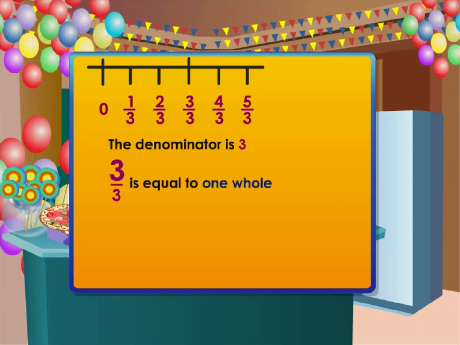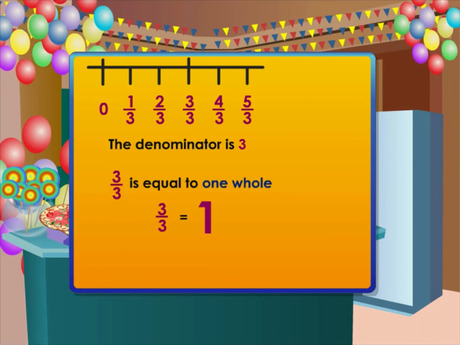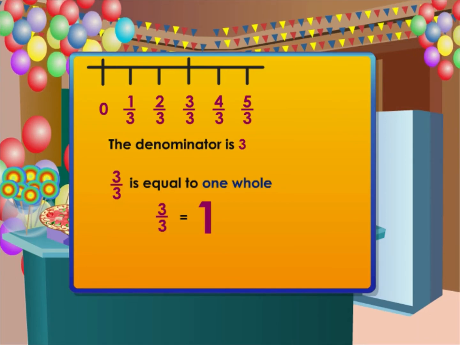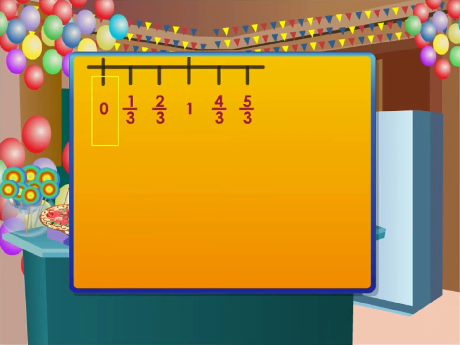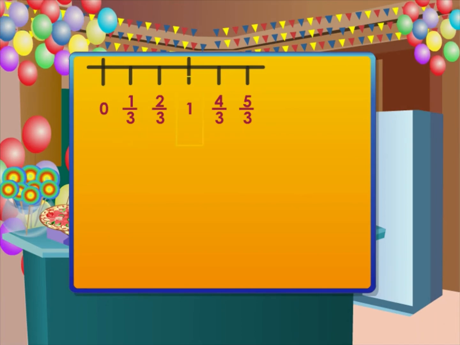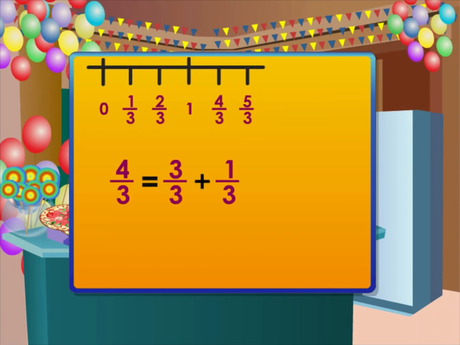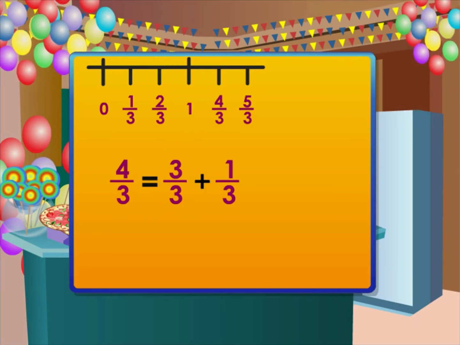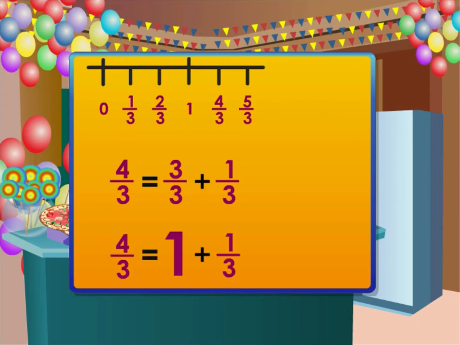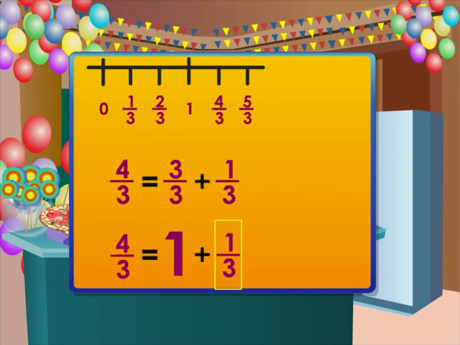Teacher, 3/3 is equal to 1, right? Yes, you're right. 3/3 is equal to 1 whole. We can redraw the number line as 0, 1/3, 1, 4/3, and 5/3. From the number line, the fraction 4/3 is equal to 3/3 plus 1/3. So, 4/3 is equal to 1 plus 1/3.